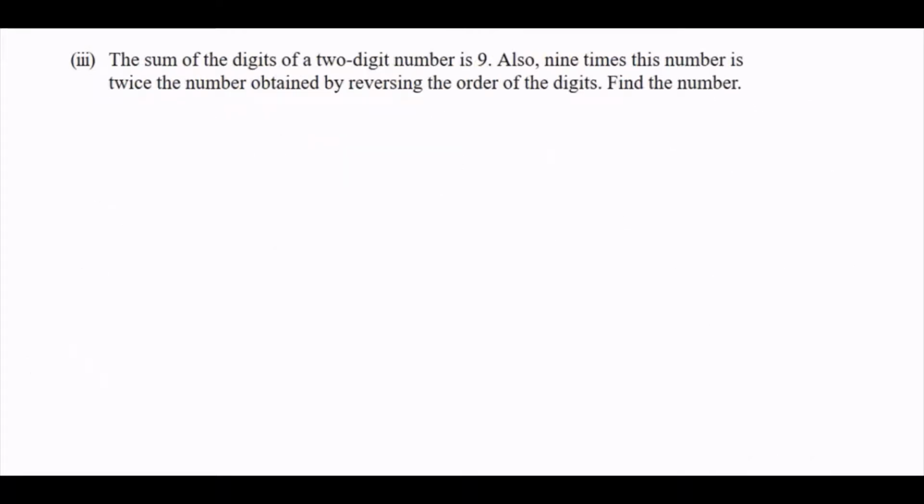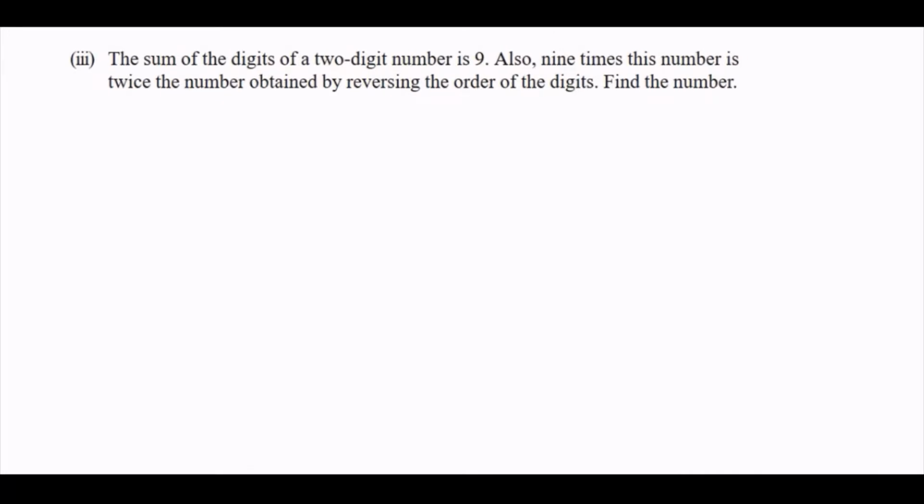The third question is, the sum of the digits of a 2-digit number is 9. Also, 9 times this number is twice the number obtained by reversing the order of the digits. Find the number. So here it's given the sum of the digits of a 2-digit number. In a 2-digit number there will be a ones place and a tens place. Let's take the example of 36. Here 6 is in the ones place and 3 is in the tens place.